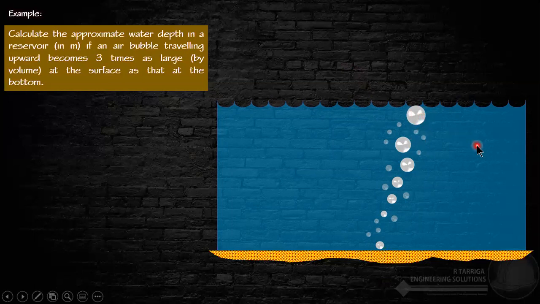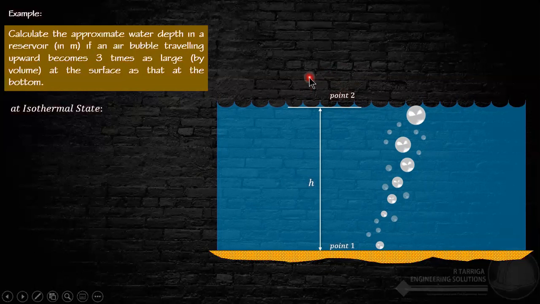Okay, so how do we solve for the water depth? This is what is being asked, the value of H. So for that, of course, it is obvious that we need to consider 2 points having the formula P1 V1 equals P2 V2. So let's say this is point 1 and this is our point 2. Now, how do we solve this one? Okay, again, let me show you the formula.